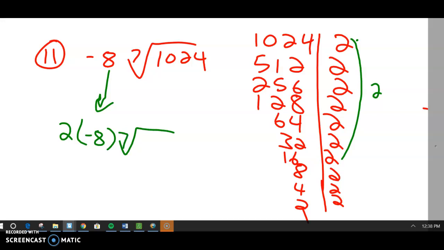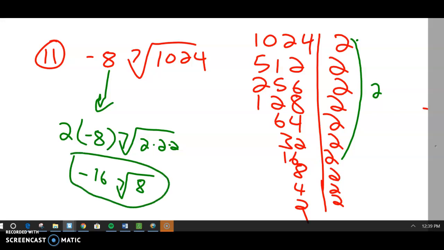We need our leftover to go on the inside. We have 2 times 2 times 2. So we're going to write 2 times 2 times 2. That ends up being 8. So on the inside, we have the 7th root of 8. Our radicand is 8. Our coefficient is 2 times negative 8, so that's negative 16. So our answer in this case is negative 16 times the 7th root of 8.